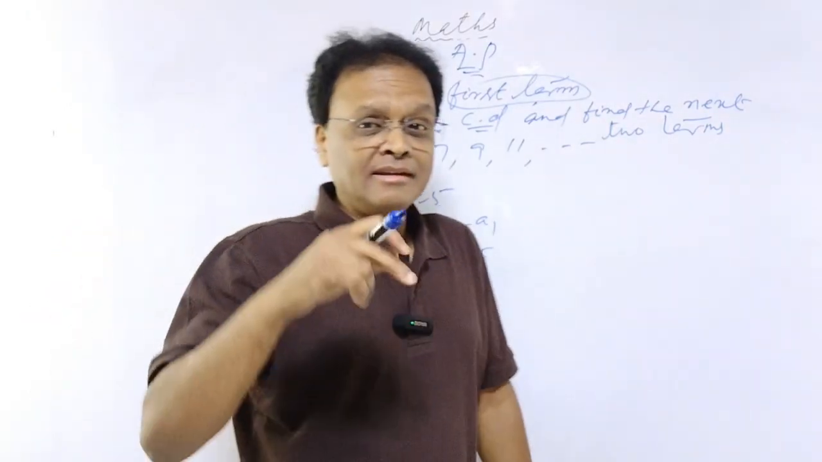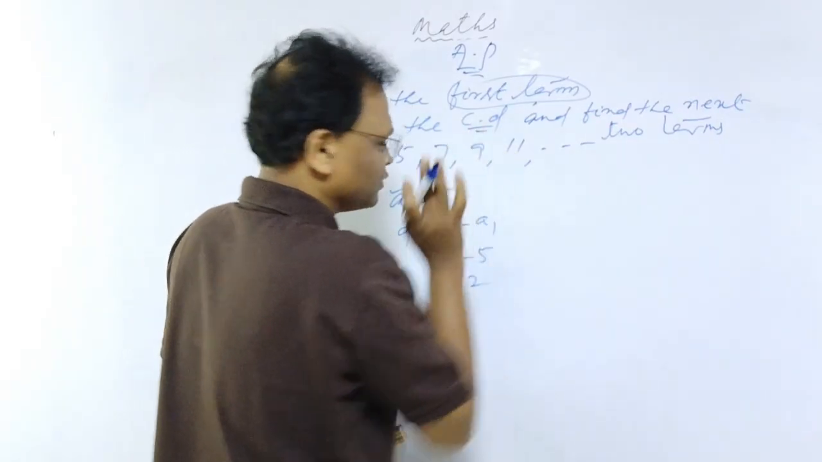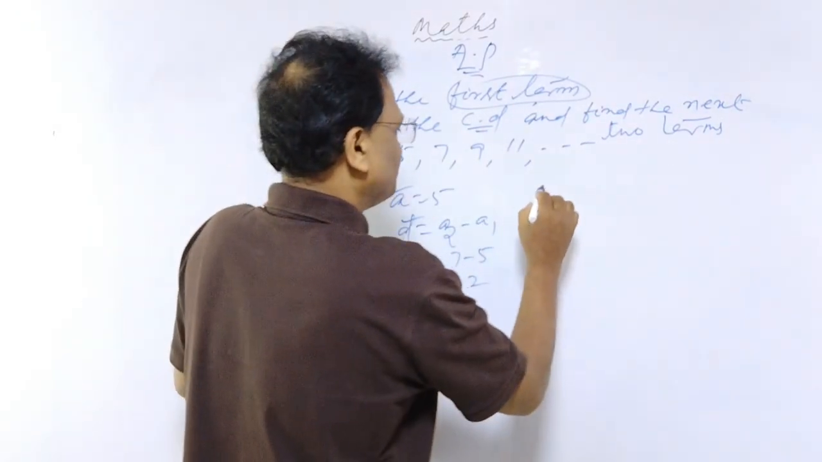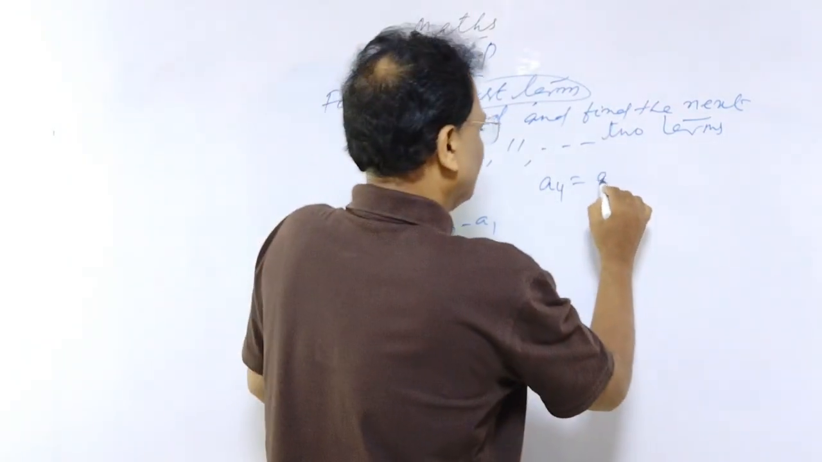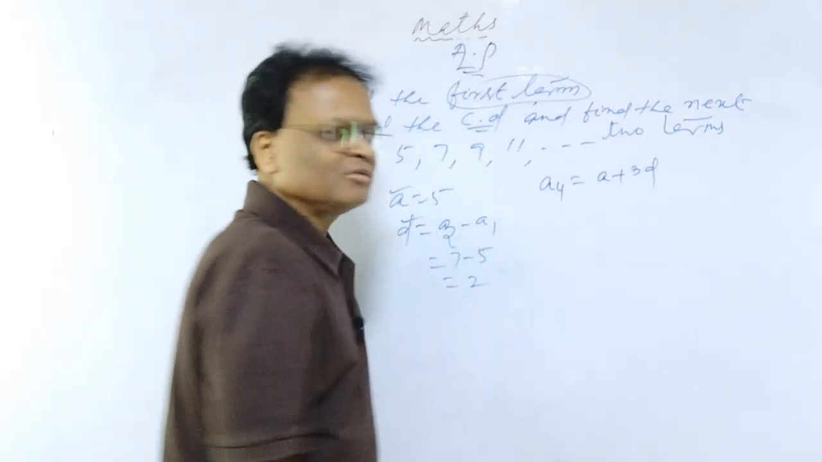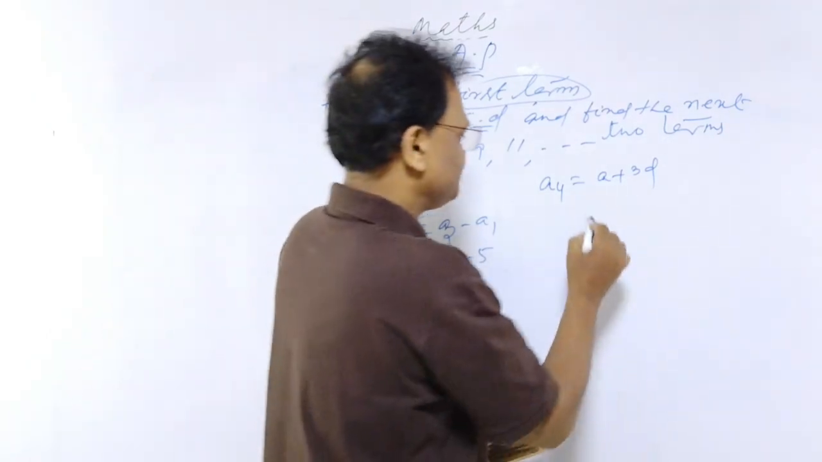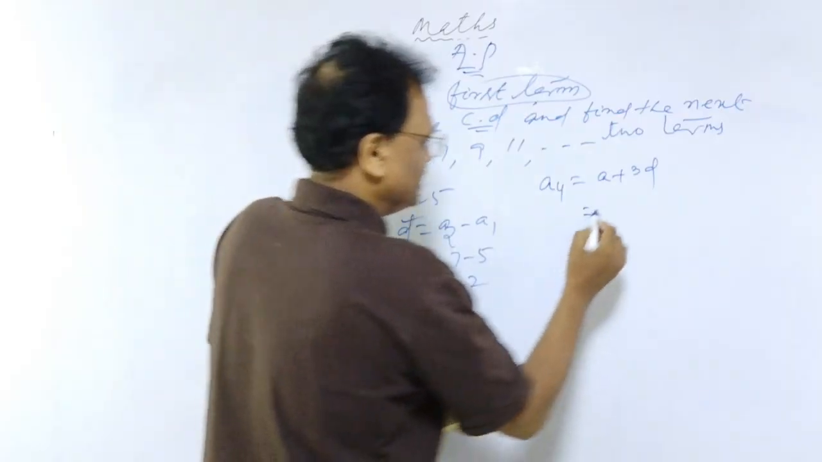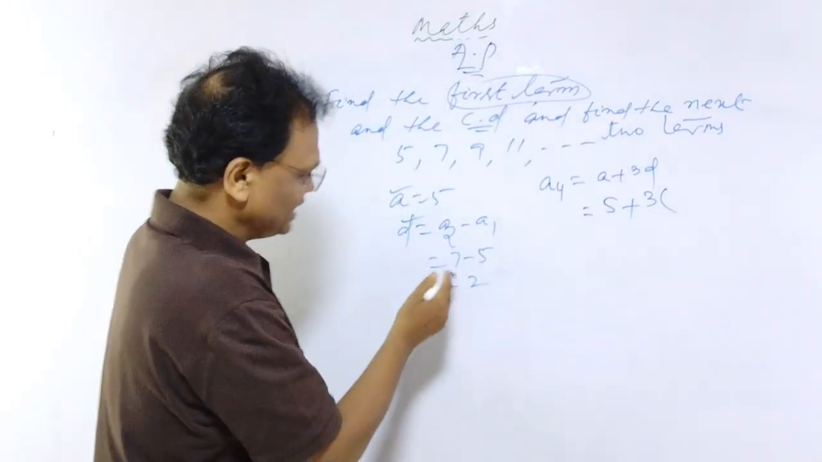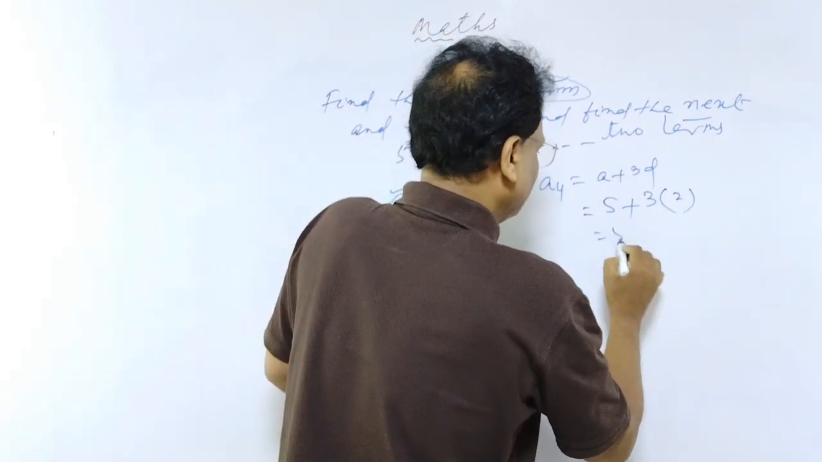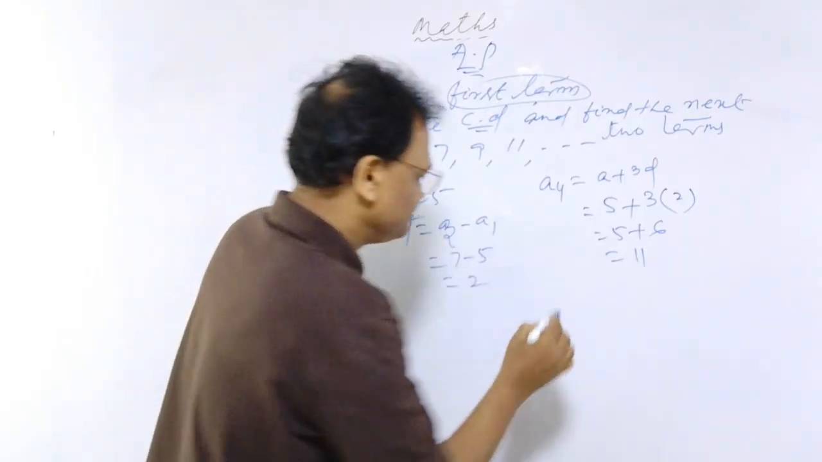But he is asking for the next two terms. So what are the next two terms? First, second, third, fourth term he has given. Next term means your fourth term. What is the formula for the fourth term? A plus 3D. Directly I am using the formula. A4 is equals to A plus 3D. My A is 5 plus 3 into my D, which is 2. So 5 plus 3 times 2 is 6, that is 11. So the fourth term is 11.